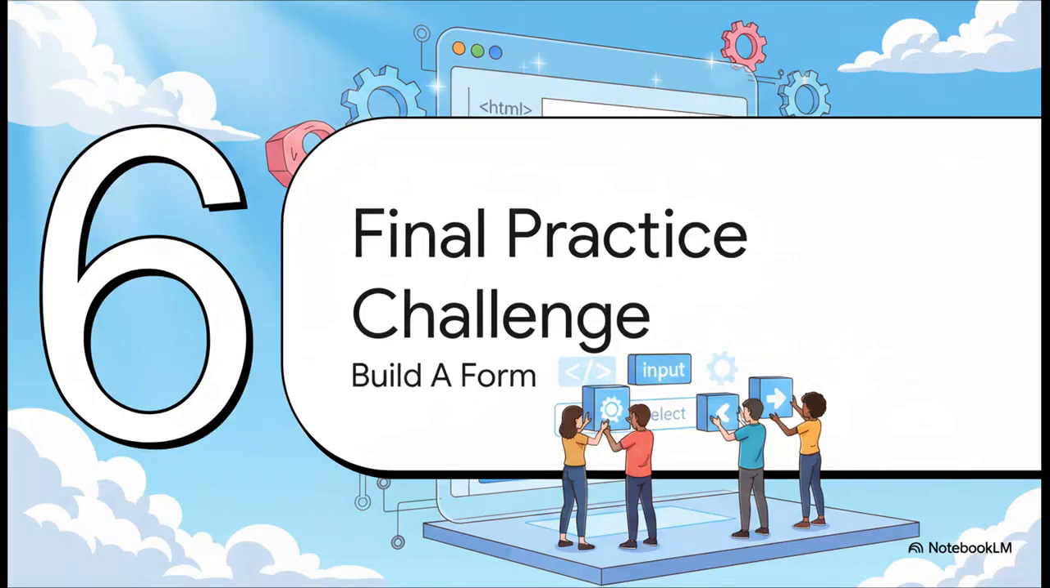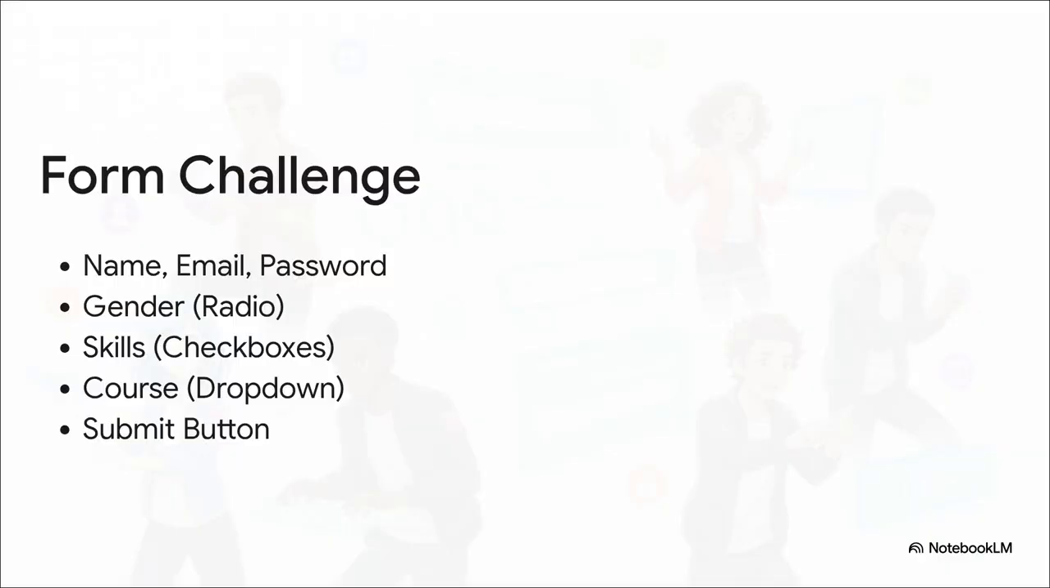And finally, Section 6, the final practice challenge. Okay, it is time to take all these individual building blocks and smash them together into a real-world project. Your challenge is to create a complete student registration form. I want you to code a name text field, an email field, a password field, radio buttons for gender, checkboxes for skills, a drop-down menu for their course selection, and finish it off with a submit button. And make sure to make those critical fields required. Seriously, pause this explainer right now, open up your code editor, and try building this yourself.